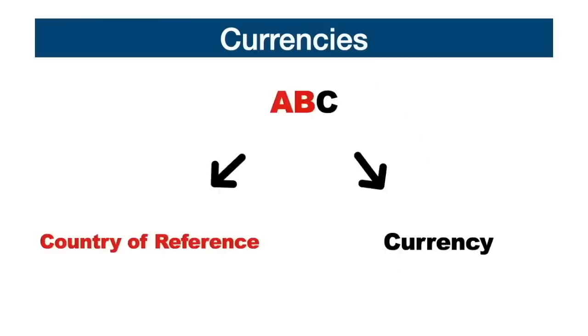Currencies consist of three letters. The first two letters represent the country of reference, while the last represents the name of the currency. Let's see some examples for the major currencies.